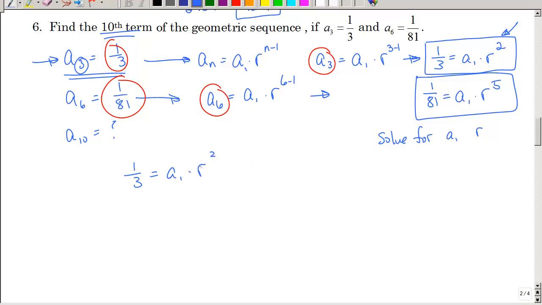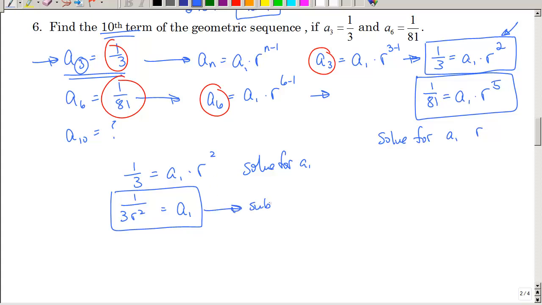I'm going to solve for a1. So I'm going to do that by dividing by r squared. So I have 1/3 divided by r squared equals the 1st term. And then I'm going to substitute it into the 2nd equation. So 1/81, and in place of a1, I'm going to replace it with 1/3 divided by r squared, multiplied by r to the 5th power. Now let's just do some algebra.